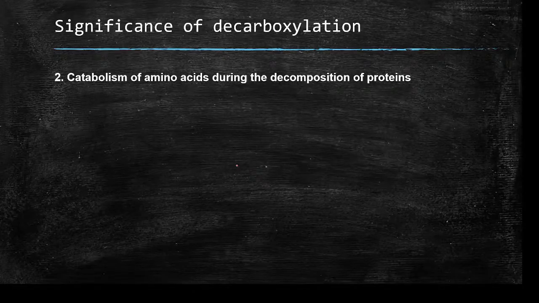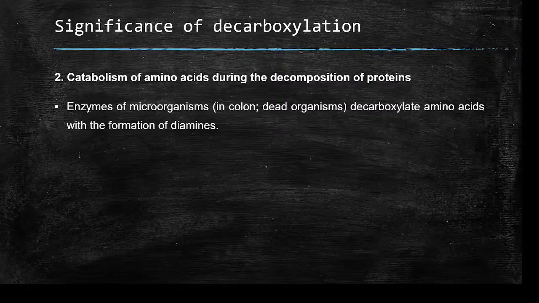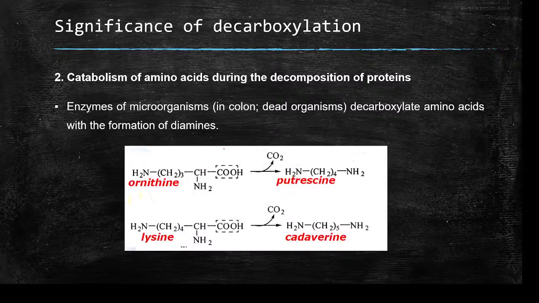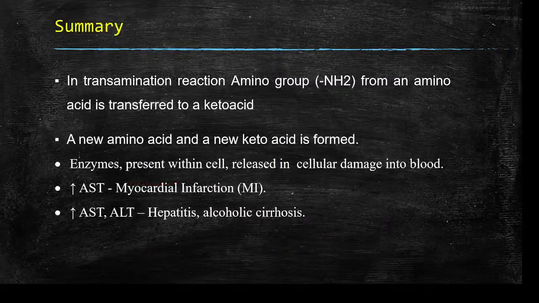So catabolism of amino acids during decomposition of protein. It helps in catabolism of amino acids during protein decomposition. So the enzymes of microorganisms that are present in the colon or in a dead organism remove carbon dioxide from amino acids with the formation of diamines. Ornithine is converted to putrescine. Lysine is converted to cadaverine. So this is about the catabolic reactions of amino acids.